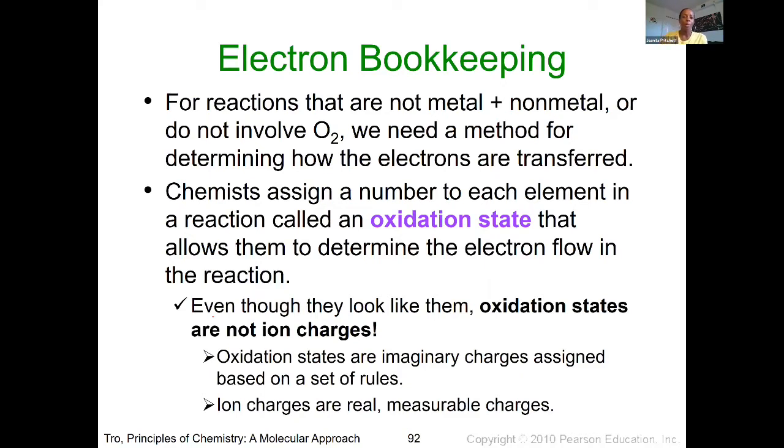And that allows us to track. Now, be wary or be cautious that just because they look like charges, they are not ion charges. In fact, they're just really an imaginary charge that's assigned based on some rules that we're going to see to help us actually track where the electrons go. And so remember, ions are real charges, they're measurable, but these oxidation charges that we're going to look at, although they look really similar to charges, they're different.